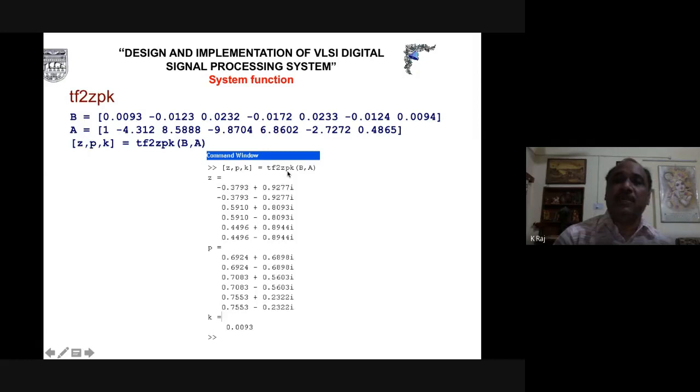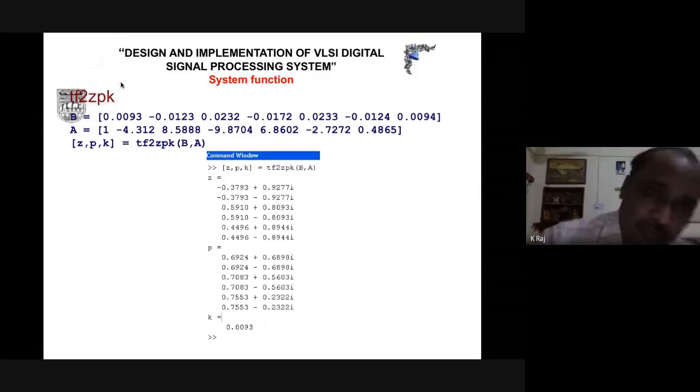But which command are we using here? TF2ZPK. Transfer function to zero, poles, and gain. And from where? From the given values of B and A. That is, first describe the B, describe the A, numerator and denominator coefficients, and then use TF2ZPK in parenthesis B comma A to get the values of the zeros, poles, and the gains. And here you will achieve the values of the zeros, poles, and gains that are associated with that particular type of the transfer function.